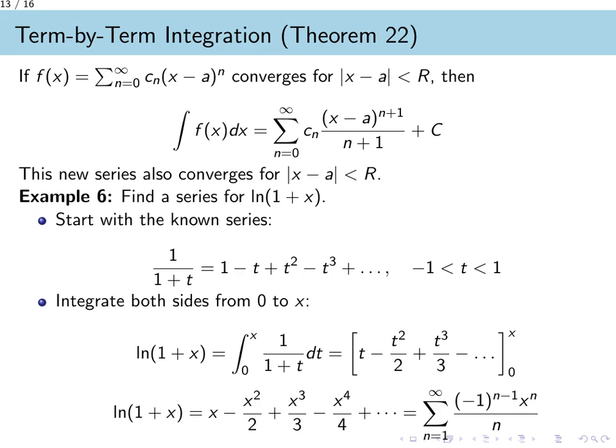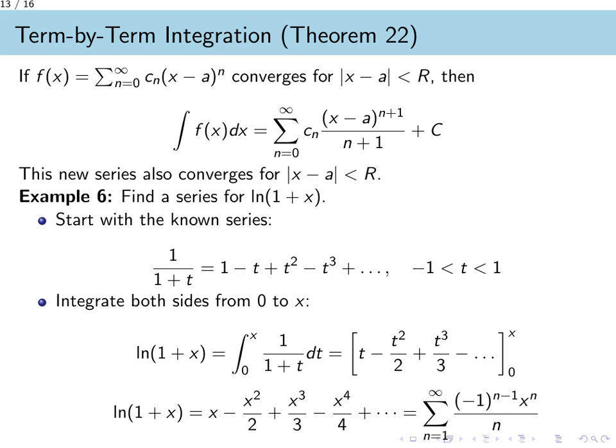the resulting integrated series is guaranteed to converge on that same open interval. Let us use this to find a series for the natural log of the quantity 1 plus x. We can get to this function by integrating 1 over the quantity 1 plus t.